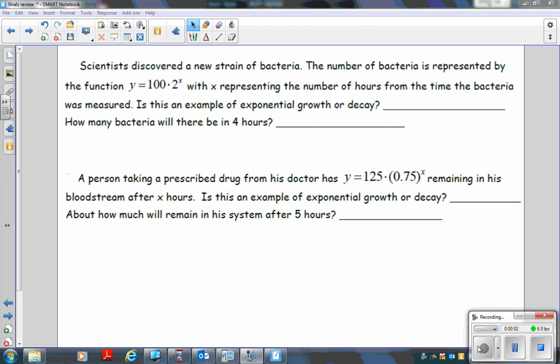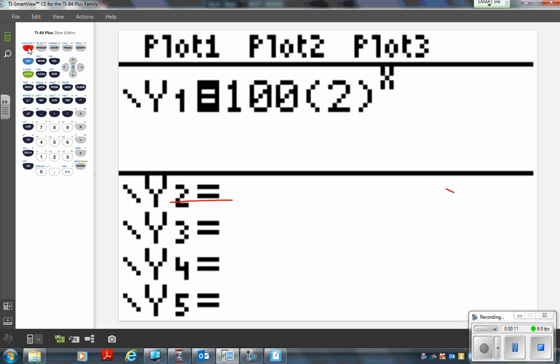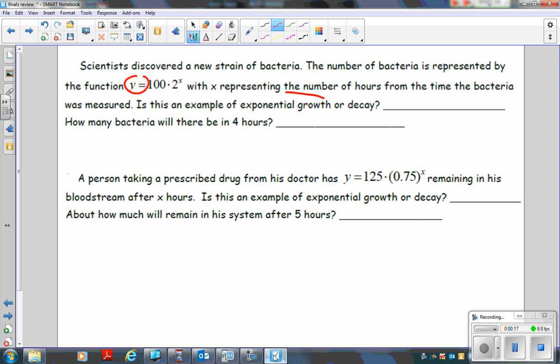Okay, this is the third part of the final. Again, since it starts off with y equal to, we're just going to plug in the calculator, look at the numbers, and you just do it 100 times 2 to the x. As you go to the table, you notice that the numbers are getting bigger: 100, 200, 400. So this is exponential growth.